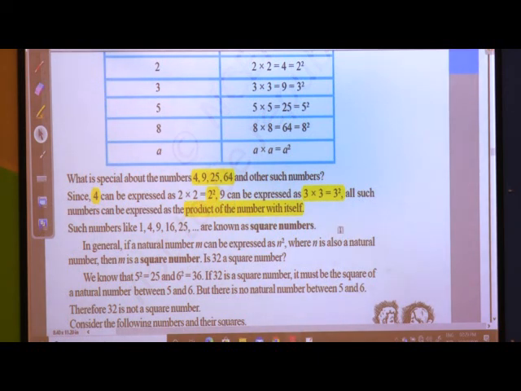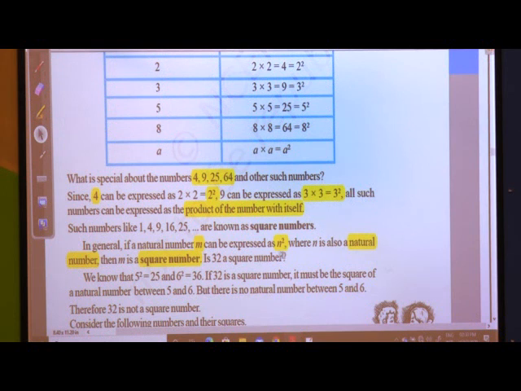In the starting I said, what is a square? When a number is multiplied by itself, it is nothing but the square, meaning the product. Now they are explaining in a general form. In general, if a natural number m can be expressed as n square, where n is also a natural number, then m is a square number.